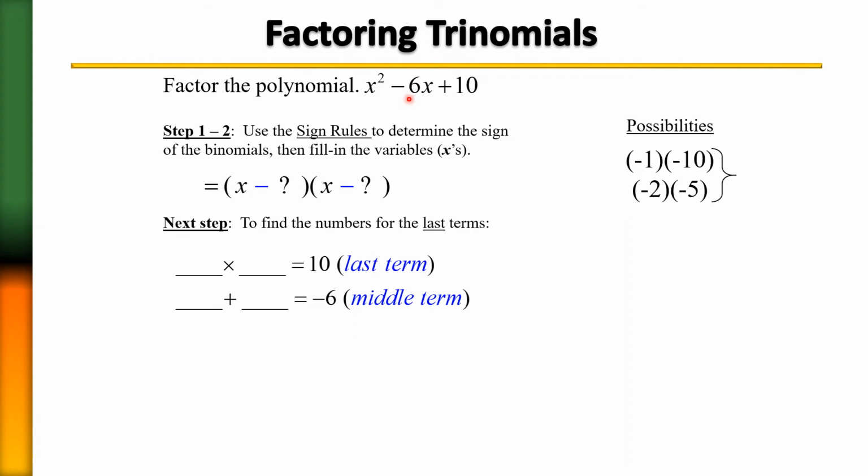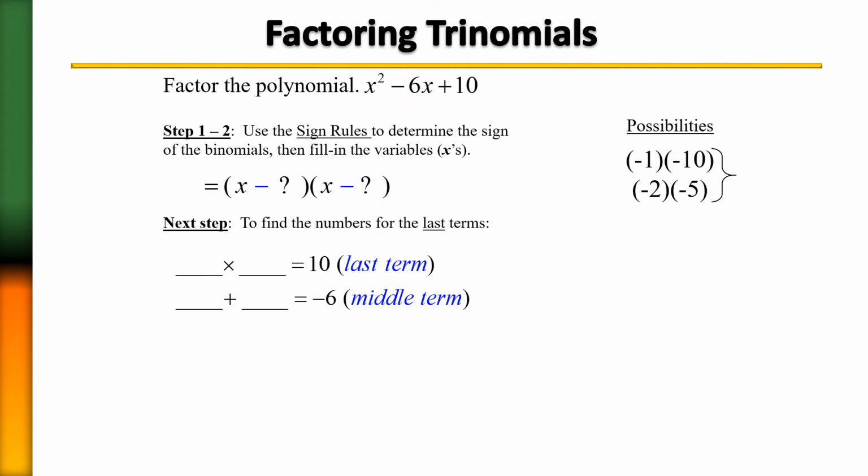And that negative 11 is not my middle term, so there's no way that first choice could be your pair of numbers. So let's look at the second choice. If we multiply those two numbers, yes, it is going to equal positive 10, our last term. If we add them, however, adding a negative 2 with a negative 5 is going to give me a negative 7, and that is not my middle term.